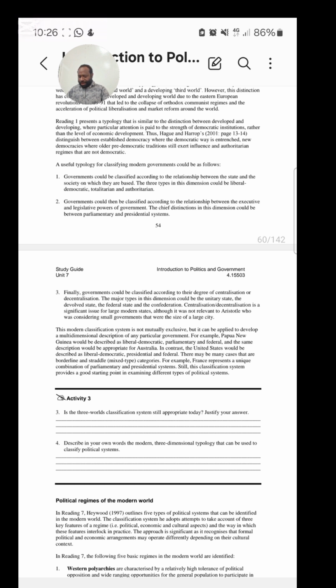Now let's look at number two. Secondly, governments could be classified according to the relationship between the executive and the legislative powers of the government. The chief distinction in this dimension can be between the parliamentary and presidential systems. Now in democracy again, you have two different types of relationship between who rules and who benefits, if you're going to use Aristotle's typologies.